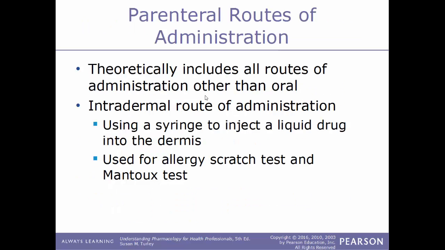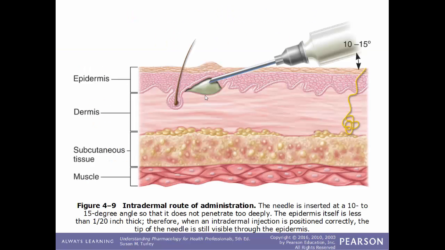All right, another route is the parenteral route. Theoretically this can include all routes of administration other than oral. So this is really more of a broad term. An example of this would be the intradermal route of administration. This is using a syringe to inject a liquid drug into the dermis. This is used for conducting an allergy scratch test or the Mantoux test, which is a test for tuberculosis. Here's an illustration of how that would work. Syringe here, and you are injecting this medication here into the dermis.